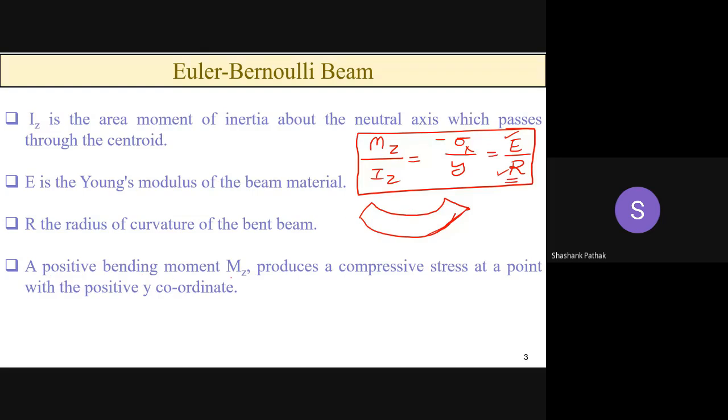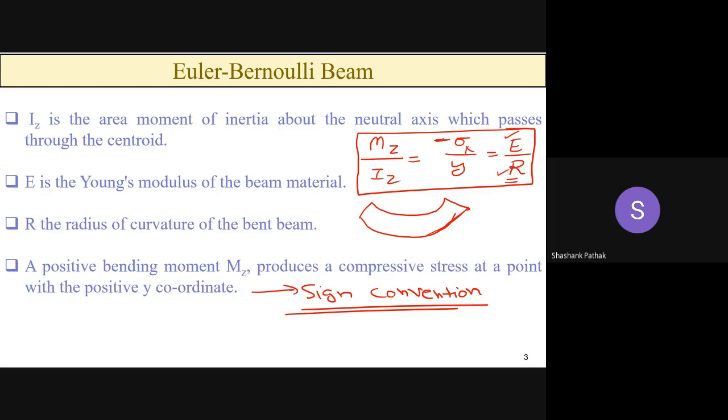And a positive bending moment Mz produces a compressive stress at a point with positive y coordinate. Usually the sign, this is just a sign convention. You can use your own sign convention also. I'm not very strict about sign conventions. Your sign convention decides whether this will be a minus sign or a plus sign.